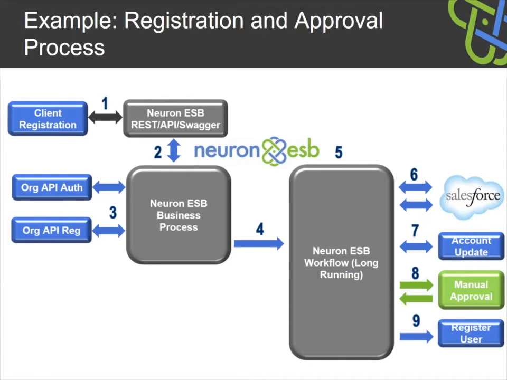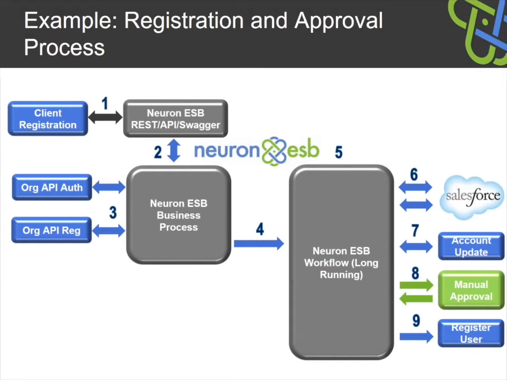So think of the first step. A user creates and then submits a request via an API. That API is hosted by Neuron and exposed via Swagger. And Swagger is a documentation format for APIs, just like WSDL is a documentation format for SOAP-based services. Now, that request will actually start a real-time business process. In this scenario, we're using the Neuron ESB Business Process Designer as well as the Neuron ESB Workflow Designer.